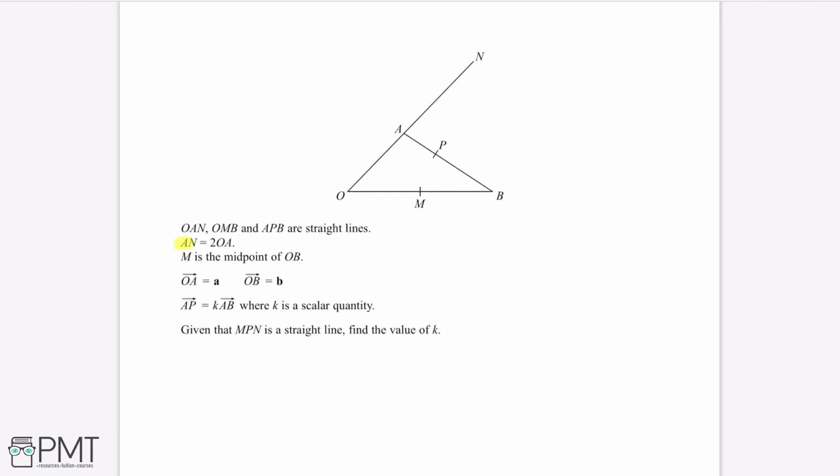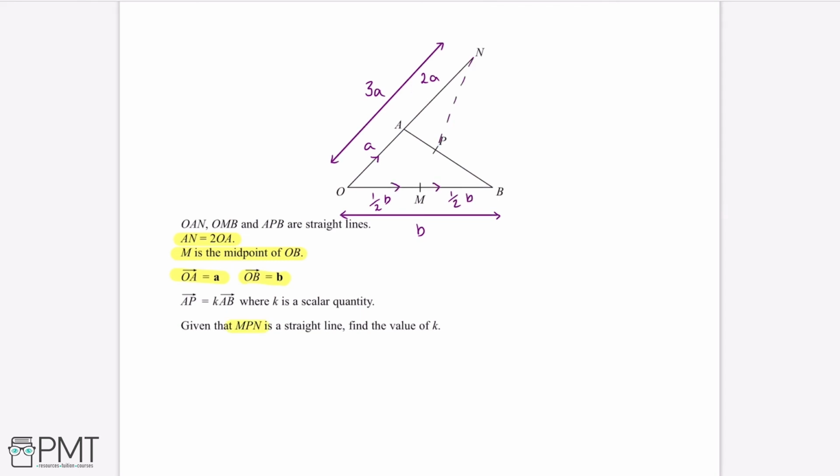So we've been told that AN is equal to 2OA, and we've also been told that OA is equal to a. So therefore, if OA is equal to a, and AN is equal to 2OA, then this means A to N is equal to 2a, which means the full line OAN is equal to 3a. Next, we've been told that M is the midpoint of OB, and that OB is equal to b. So therefore, if the full length OB is equal to b, and M is the midpoint, then this means O to M will be equal to a half b, and MB will also be equal to a half b.